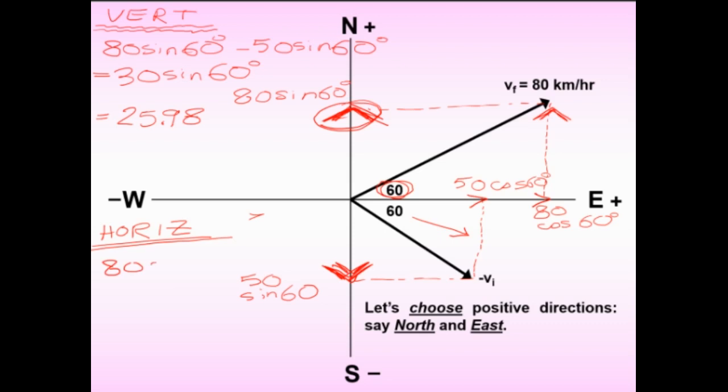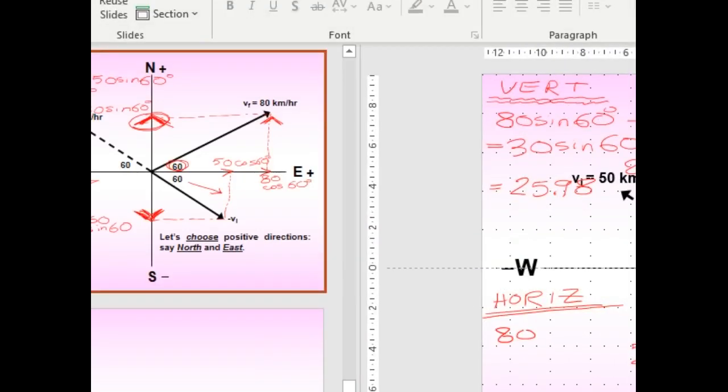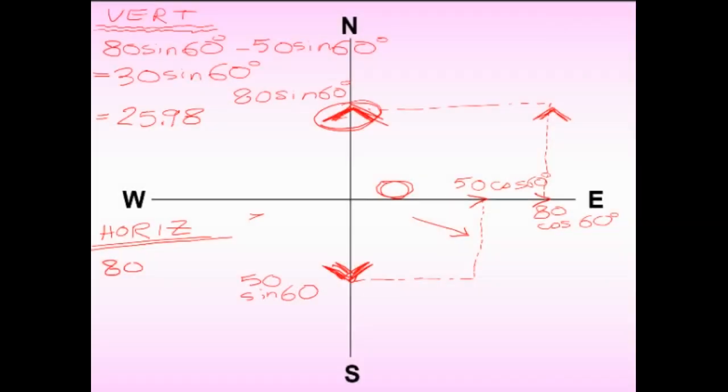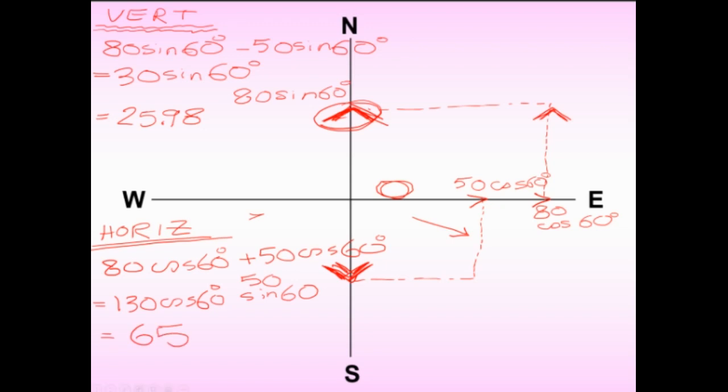80 cosine of 60, sorry. Let me go again. 80 cosine of 60 plus 50 cosine of 60. What's the common factor again? Cosine of 60, which will be 80 plus 50 is 130. Yes. 130 cosine of 60. Guess what? Cosine of 60 is a perfect half. So that will be what? Half of 130 is 65. Right? 65. Okay, good.